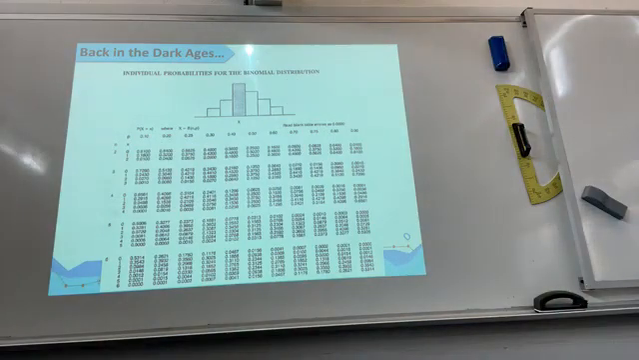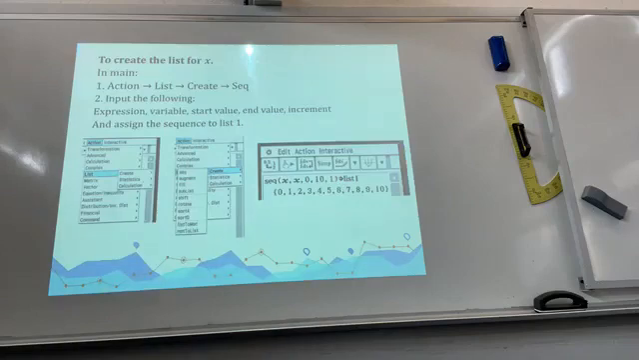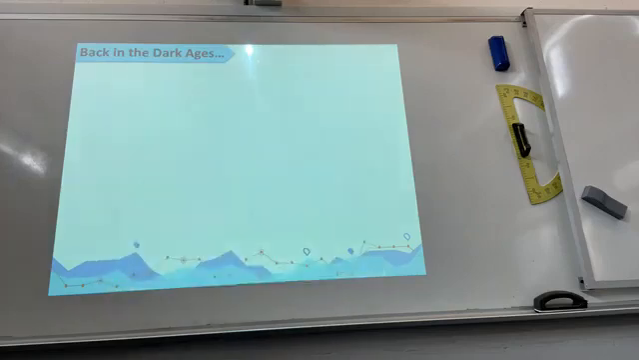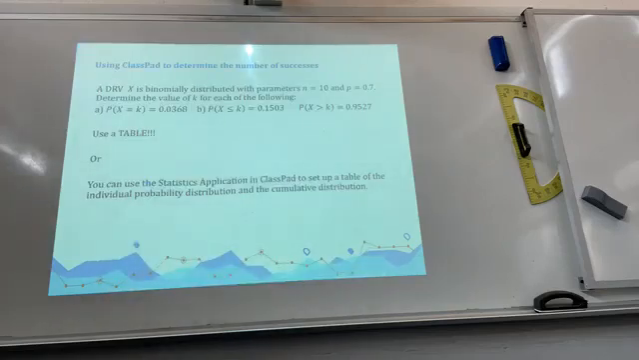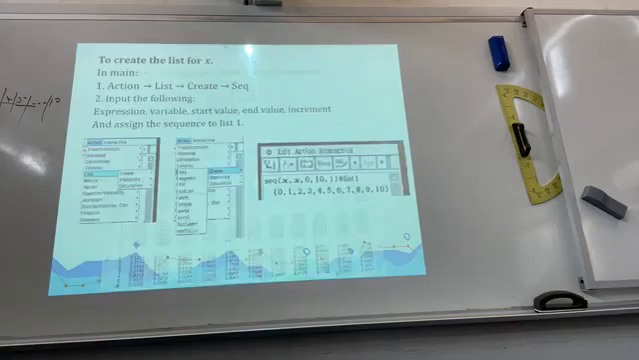But if you use your ClassPad, all right? With this one, you need to create a list first. In this situation, you've got n equals 10. If you have a table, it would be probability of X equals x, where x is 0, 1, 2, 3, 4, 5, keep going until 10. So the first thing you want to do is create a list of this on your ClassPad. It makes life a little bit easier. If you can read the table without that, that's fine. If not, you've got to use Action, List, Create, and Sequence.